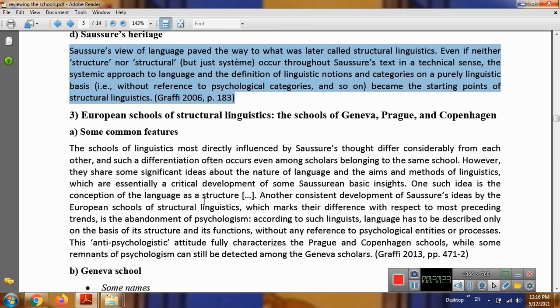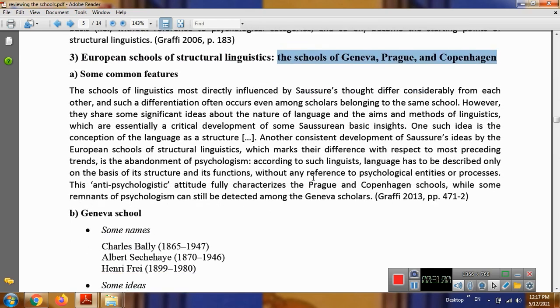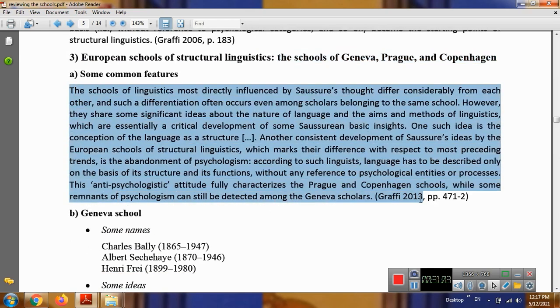European schools of structural linguistics: the schools of Geneva, Prague, and Copenhagen. Dear students, we consider Saussure as a founder of structuralism or structural linguistics. And following him come the European schools of structural linguistics, the schools of Geneva, Prague, and Copenhagen. Some common features of these schools.